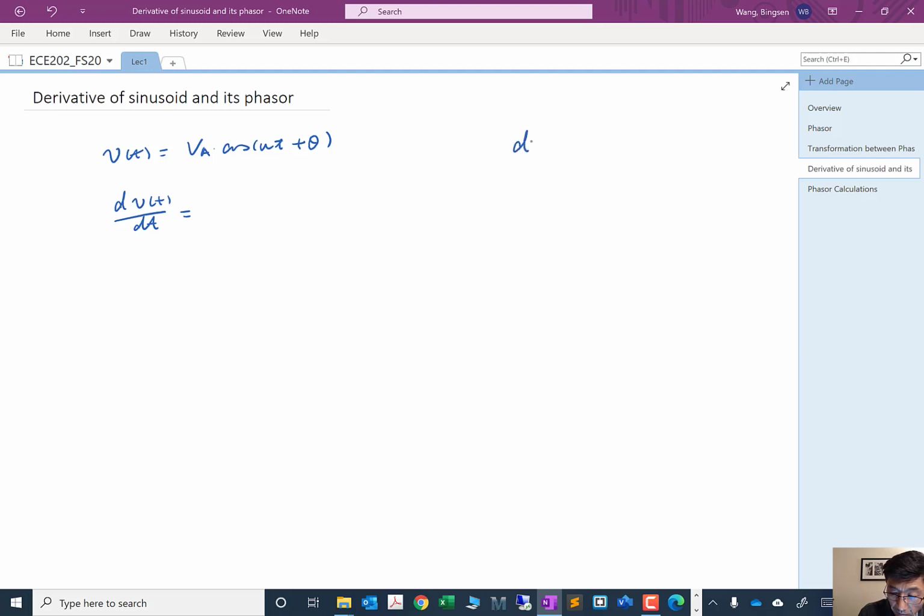Use the derivative: d cosine x over dx is equal to negative sine x, right? And so therefore we have a negative Va times omega times the sine(omega t plus theta).